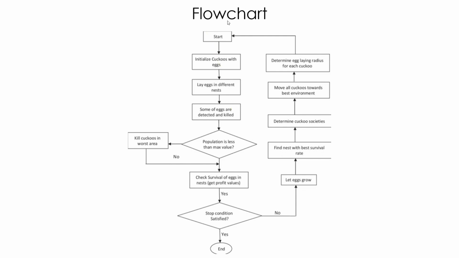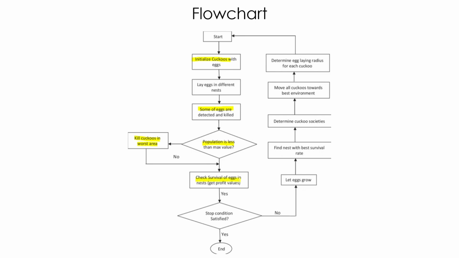This flow chart shows how each action repeats until we discover the best solution. Initialize cuckoos with eggs. Some of the eggs are detected and killed. Check if the population is less than the max. If no, the worst performing cuckoos are eliminated so they don't waste time and space. If yes, the checking of survival of eggs in nests.